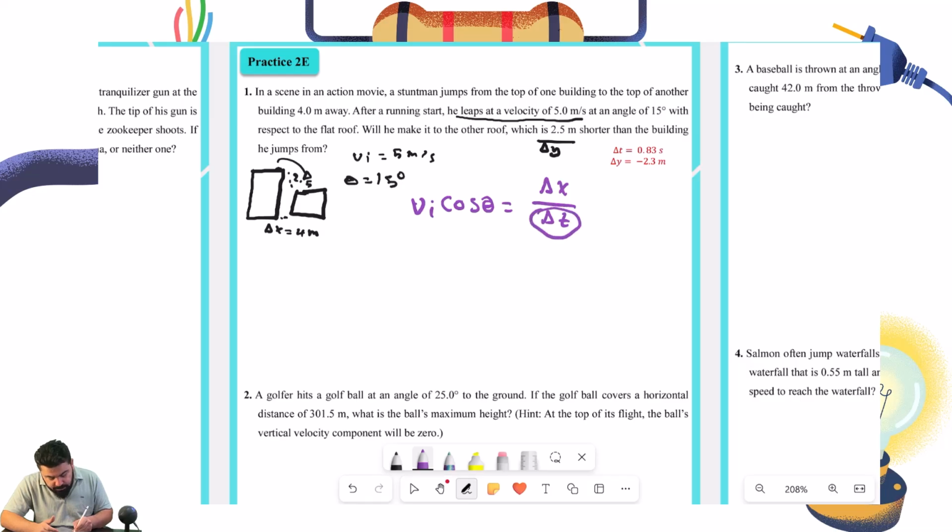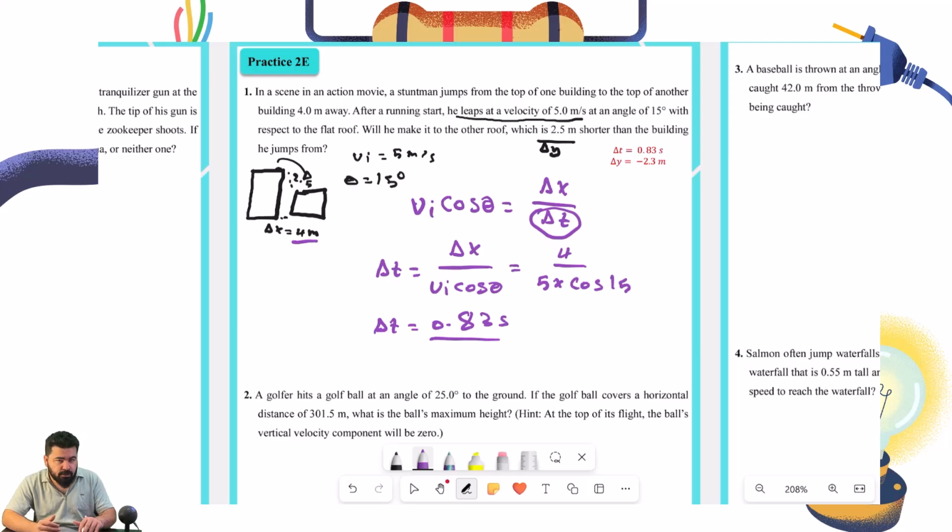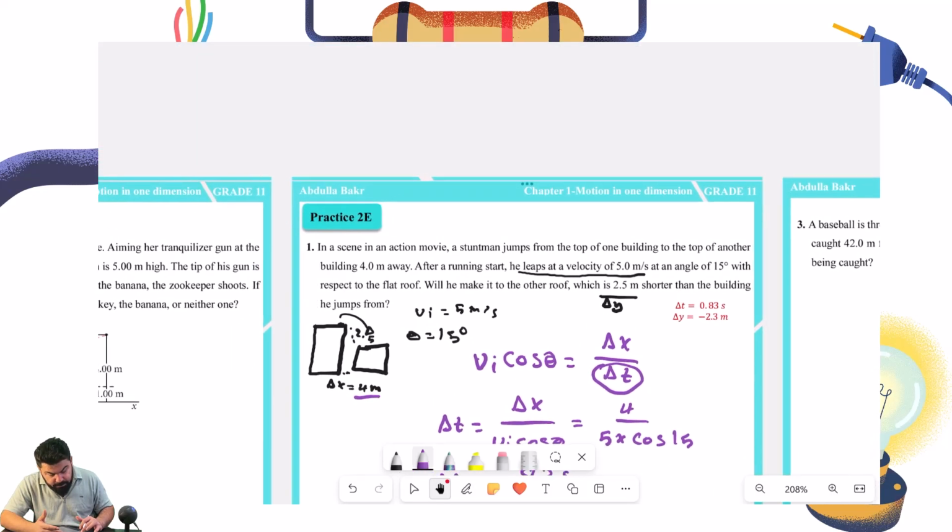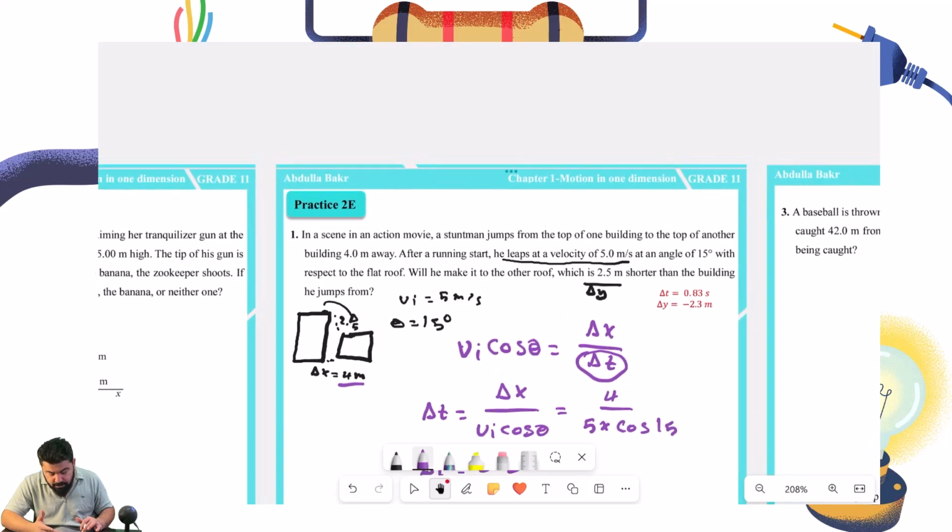Okay, so delta t is equal to delta x divided by v initial cosine theta. Okay, delta x is 4 meters. Okay, v initial is 5 meters per second multiplied by cosine of what? Of 15. Okay, delta t is equal to 0.83 seconds. I think you get 0.828 seconds. This approximately becomes 0.83 seconds. Okay, now let's find delta y. Okay, so which equation am I going to use for delta y? Of course, this one.